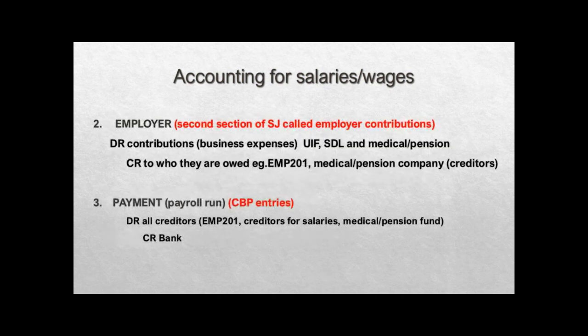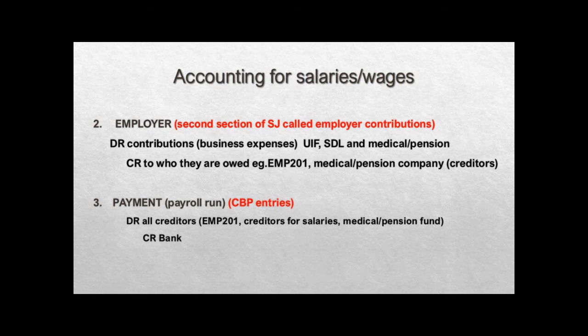Okay, for the employer, how do we capture that information if they ask you for the general journals? You would debit the contributions, so that is your SDL and your UIF contributions and pension fund contributions. So whatever they pay in addition to your normal salary, you create an expense account for that contribution, and then you credit who they are going to pay. So who will the person be that is being paid? It's your medical aid or your pension fund company, and then the EMP201 as explained.